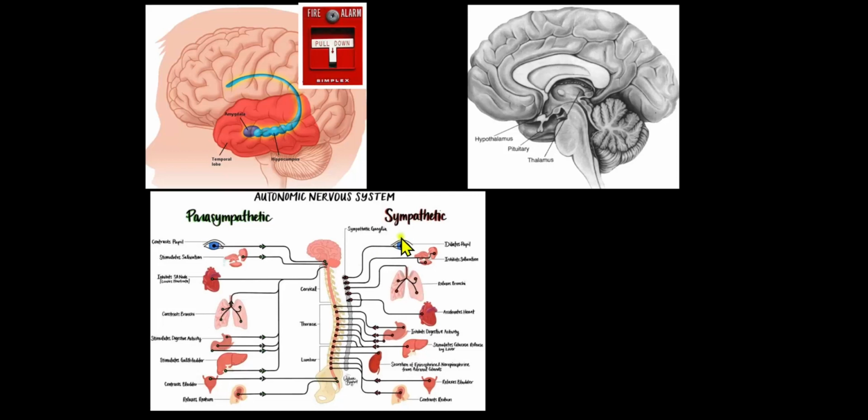Your pupils are going to dilate. Okay, we're not interested in salivating during that time, so that's going to be inhibited. Your bronchioles will relax, so you can get oxygen. Your heart rate is going to accelerate, and your blood pressure is going to go up. Okay, we're going to inhibit peristalsis of the GI tract, and again, relax the bladder and contract the rectum because you don't want to go to the bathroom during that time. Okay, so all of that is happening instantaneously.